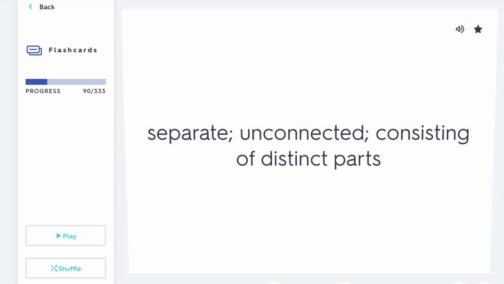Discrete. Separate, unconnected, consisting of distinct parts. Shoe size is discrete. You can either be an 8, or an 8.5, or a 9. Whereas your height is continuous. You can be 134.289 centimeters. So shoe size is discrete. It's consisting of distinct parts, separate measurements, not containing infinite decimal points. Discrete. Separate from the other spelling of discrete, meaning secretive. That's with two E's together.